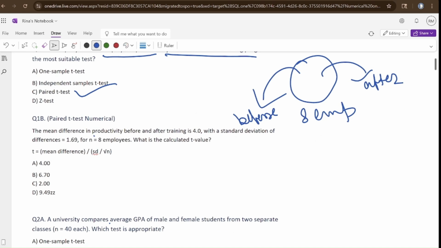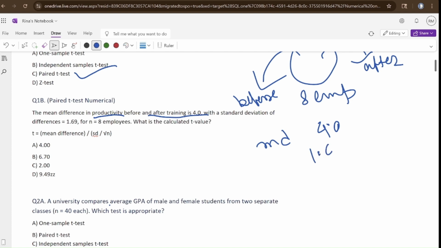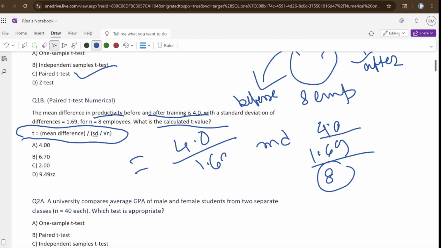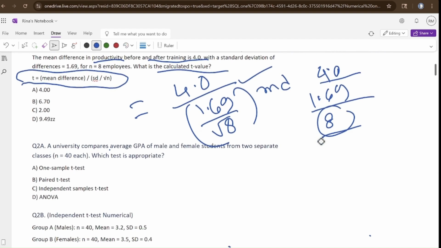The mean difference in productivity before and after training is 4.0, and the standard deviation of difference is 1.69. N equals 8 employees. So what is the calculated t value? See, this is the formula, which you have to remember. T equals mean of differences 4.0 divided by standard deviation of differences 1.69 divided by root over sample size 8. Now you can use the calculator and calculate.